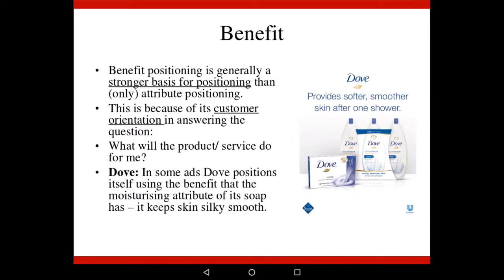Dove, in some of their ads, positions themselves using the benefit that the moisturizing attribute of its soap has, and that is to keep the skin silky smooth. There we go. Provide softer, smoother skin after one shower. So now it's saying, wow, this is the benefit you get from that quarter moisturizer in it, right? You're getting silkier, softer skin. Okay, so you can start to see that a company, even though what makes them different is their quarter moisturizer, can use different forms of positioning bases to position themselves in the market. Okay, they can have one difference, but multiple positioning bases.